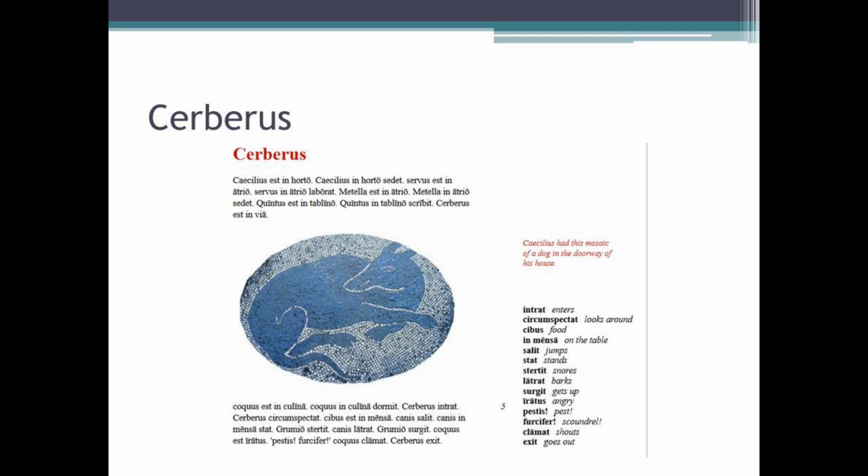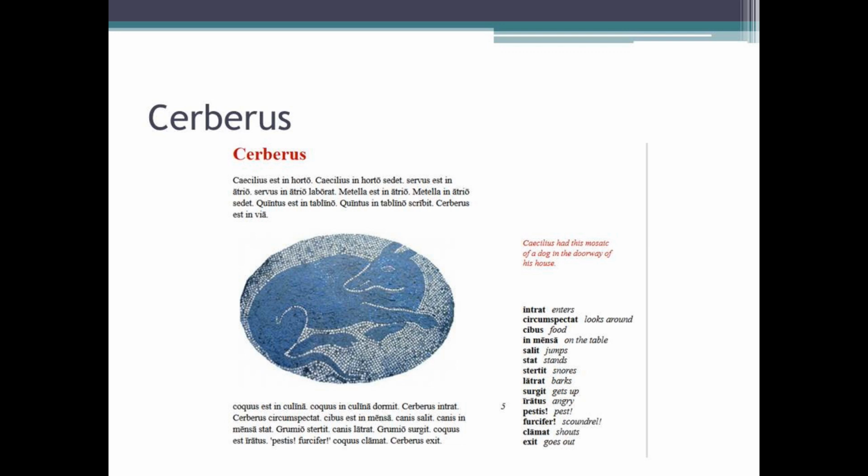Now, if we quickly break away from the story, I can explain why I've translated that sentence the way I have. So, cibus est in mensa, you would think that it would be translated as the food is in the table, but it doesn't sound right. So we translate the preposition in more naturally to mean on. So the food is on the table. Back to the story.